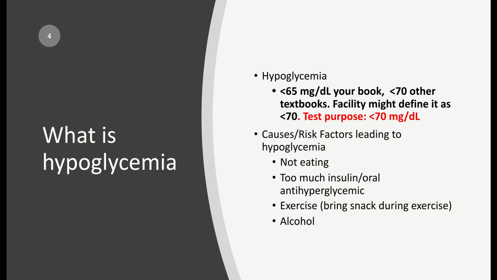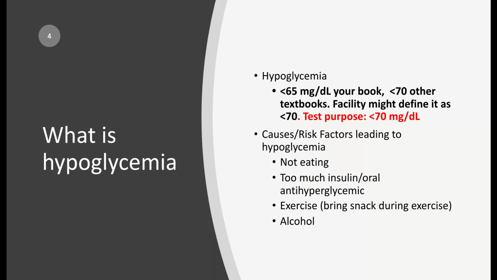What is hypoglycemia? Hypoglycemia is defined in your book as a blood glucose level of below 65 milligrams per deciliter. Note that other textbooks and some facilities define hypoglycemia as blood sugar level below 70 milligrams per deciliter. For test purposes, we go with below 70. Hypoglycemia is an important and dangerous complication of the treatment of diabetes. It can present as an acute or even a life-threatening emergency.